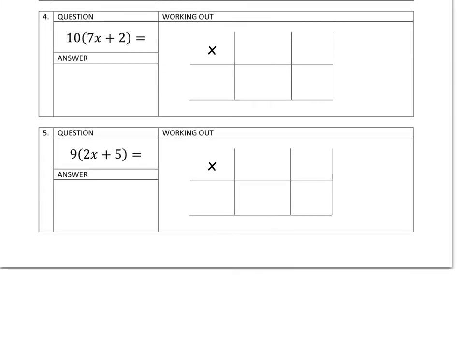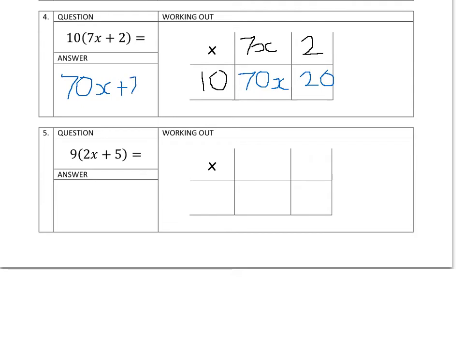So this one I've got less assistance here, so you'll notice my grid is kind of empty. All we know is it's a multiplication, so we know that we are expanding this bracket. And if we think back to what we did before, I split the bracket up into the two parts. So 7x and the plus 2, and it was being multiplied by 10, so it's 10 times 7x plus 2. And if we go ahead and answer that one now, 10 times 7x would be 70x, and 10 times 2 is 20. And again, my final answer is 70x plus 20.